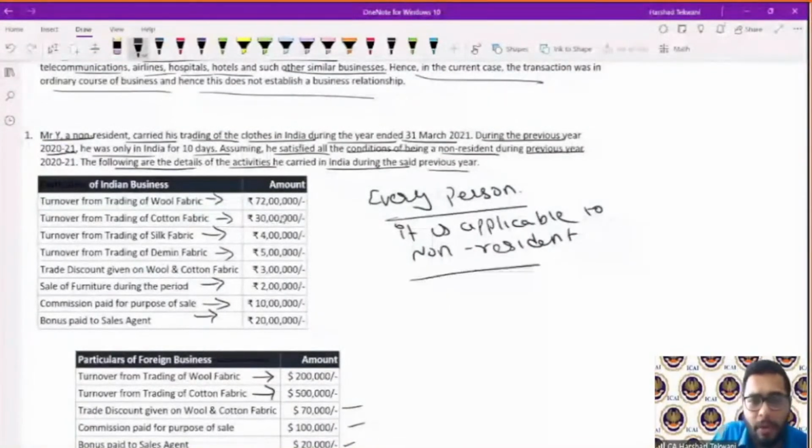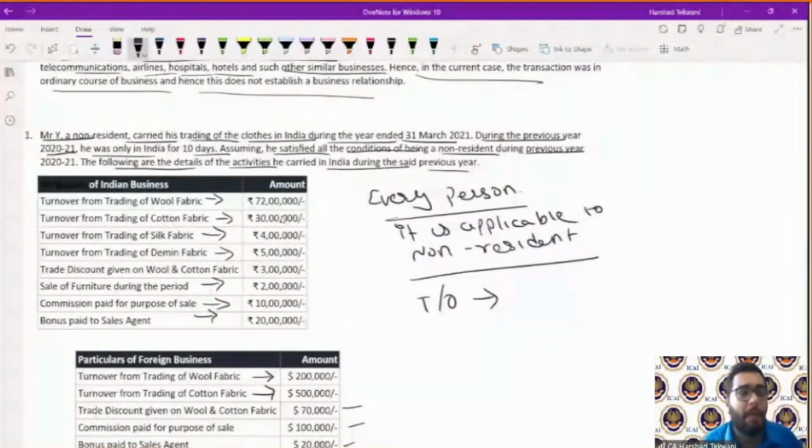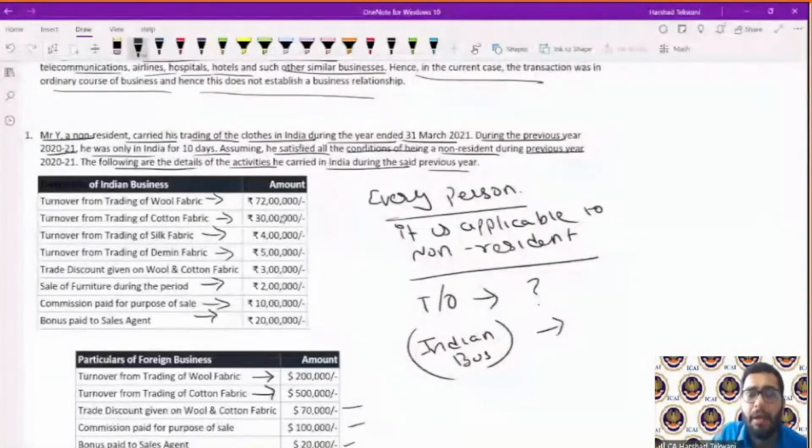Now the next question will be what will be the appropriate turnover for the purpose of section 44AB. If I had to identify the turnover to verify whether Mr. Y is required to get his account audited or not, what will be the turnover, guys? What turnover from the India business? I'm talking about Indian business as of now. What should I take for the purpose of section 44AB?